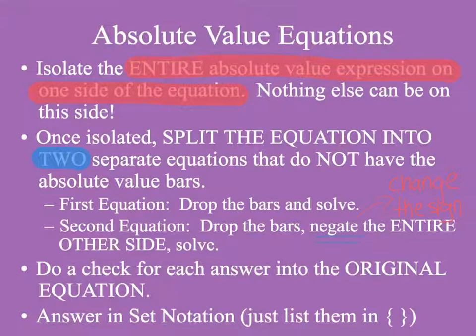This will usually result in 2 different answers. Because we have 2 answers, you need to do 2 checks. You do a check for each answer into the original equation. So going back to the very, very starting equation, not the one you isolated. Once both checks check out, you put your answer in set notation. Because these are equalities, right, they're equations, you just list them out in your braces.